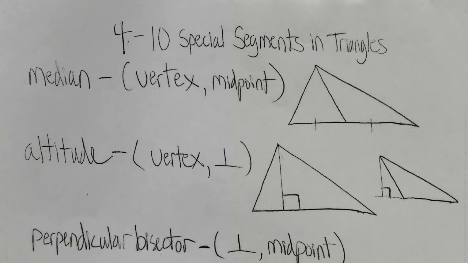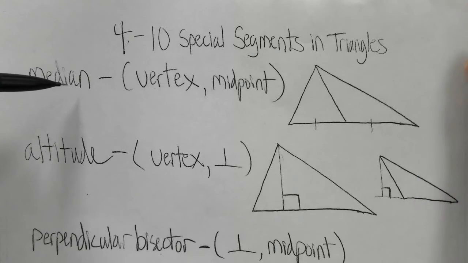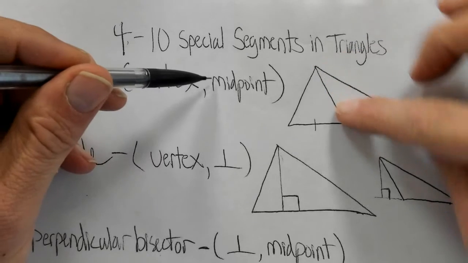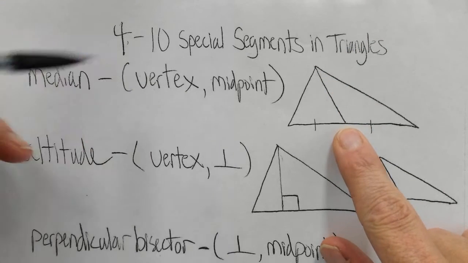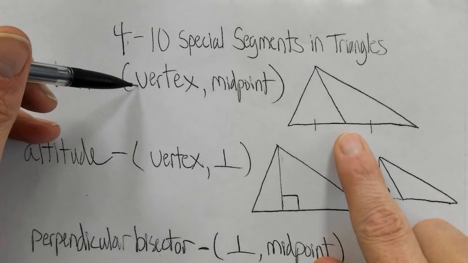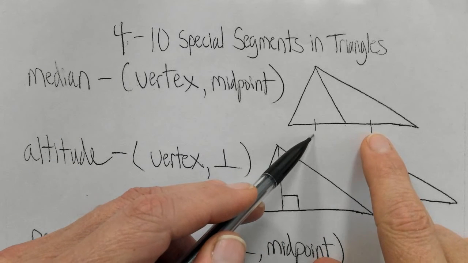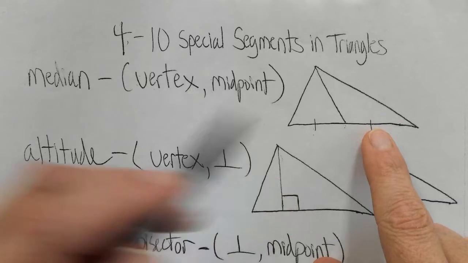Okay, in this section 4-10, we're looking at special segments in triangles. The first special segment we're going to look at is called a median. A median starts at a vertex and hits the opposite side at the midpoint. We know this is the midpoint because of these two congruent markings. It means it's right in the middle, midpoint.